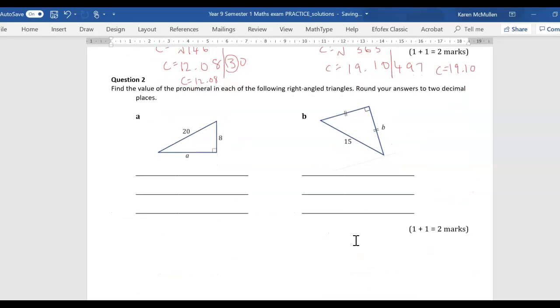All right, question 2, again we've got some Pythagoras, so let's write C squared equals A squared plus B squared. Didn't leave you enough space to do your working out, but anyway, A's already been labelled. I'm going to call that A, this one's B, and this one's C. C is 20 squared, A is just A, and B is 8 squared. 20 squared is 400, and 8 squared is 64. So you've got to subtract 64 from both sides. So A squared equals 400 minus 64.